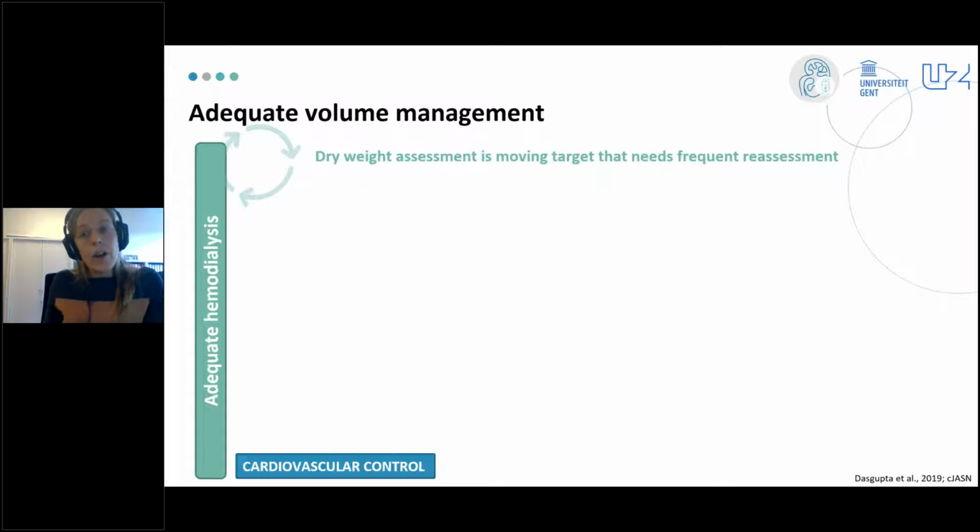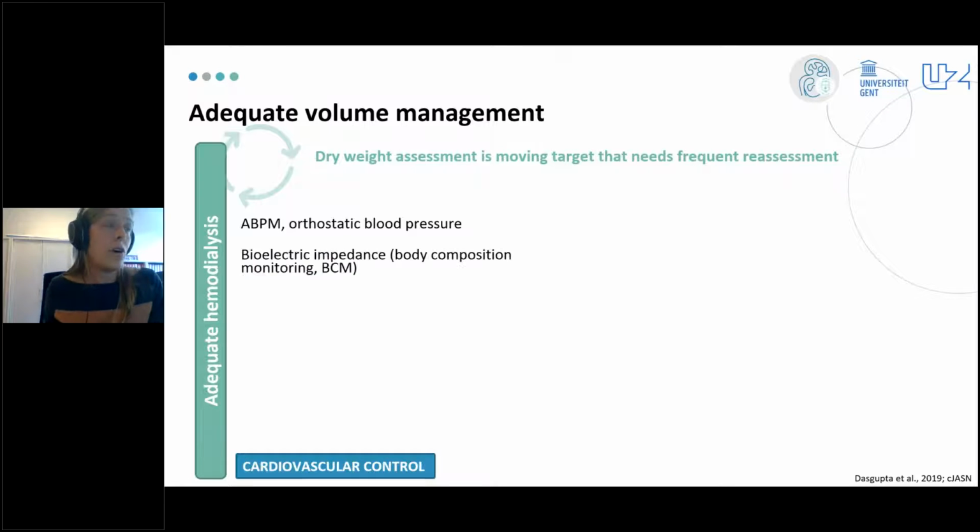In the volume management, the central piece is, of course, your dry weight assessment. Dry weight assessment in children is difficult and quite challenging because it's more like a moving target that needs frequent reassessment. There are a couple of tools that really can guide you in this dry weight assessment, and of course, key is your blood pressure, in the best way with an ambulatory blood pressure measurement. You can also use your BCM and also your RBV, so your relative blood volume monitoring. That's also explained by Fabio before.